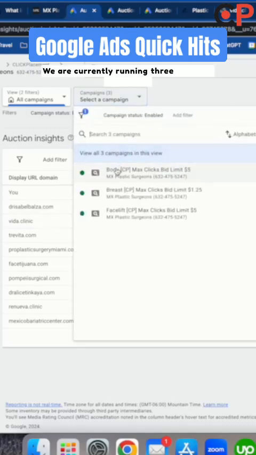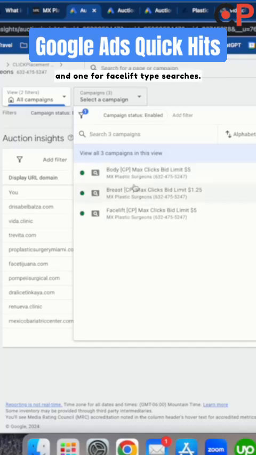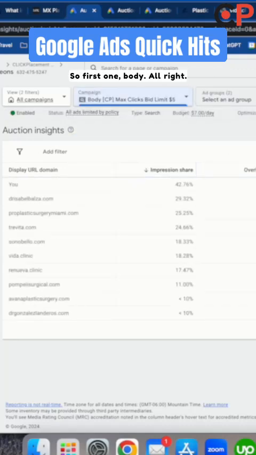I want to look at it at the campaign level. We are currently running 3 different campaigns. One for body-related searches, one for breast, and one for facelift type searches. So first one, body, our impression share is actually 42%. I want to go through each one of these columns and exactly what they mean, and all you need to do is hover over it.